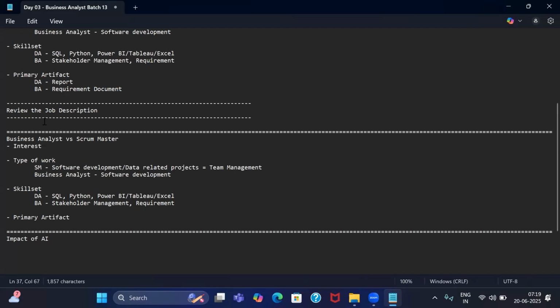As a business analyst within software development, I'm not supposed to manage any team. I'm supposed to manage stakeholders. So that's the primary difference between the type of work that a BA and a Scrum Master will be undertaking. A Scrum Master is primarily responsible for managing the team, where the Scrum Master has to ensure that my team's productivity is at its peak. Okay. Now, what type of skill set is required?